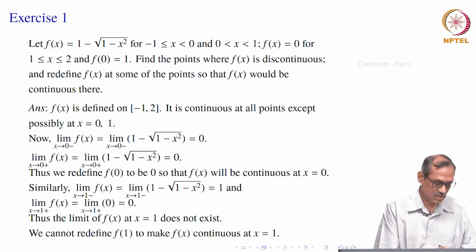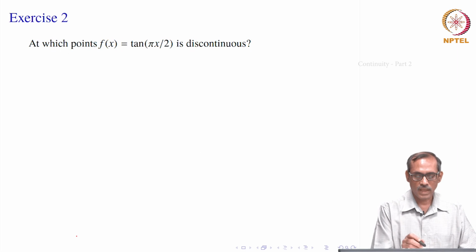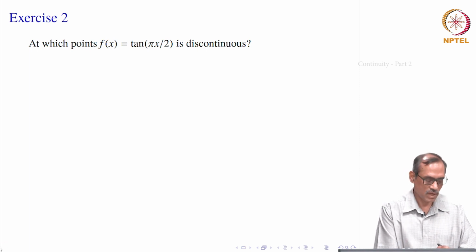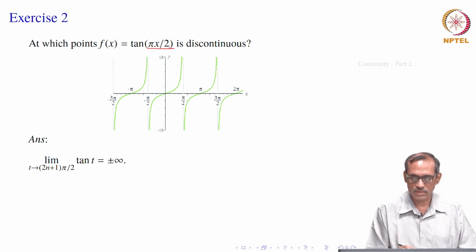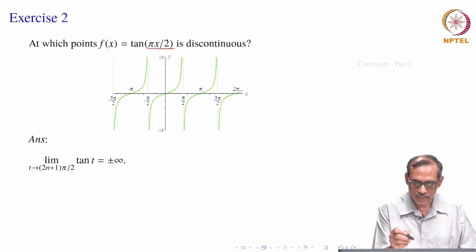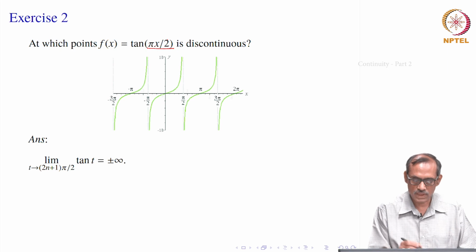Okay, so let us see another problem: at which points is f(x) equal to tan(pi x by 2) discontinuous? That should be quicker, because we know the behavior of tan. It looks like this, with pi x by 2 instead of x. So, there will be a scaling in the independent variable, as pi by 2 is multiplied with x here. So, this is how tan looks, right.